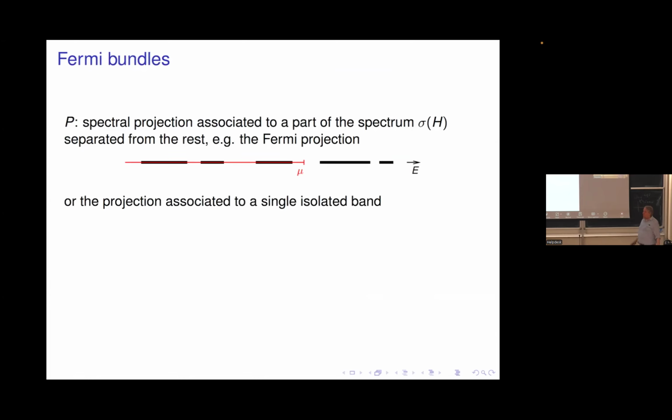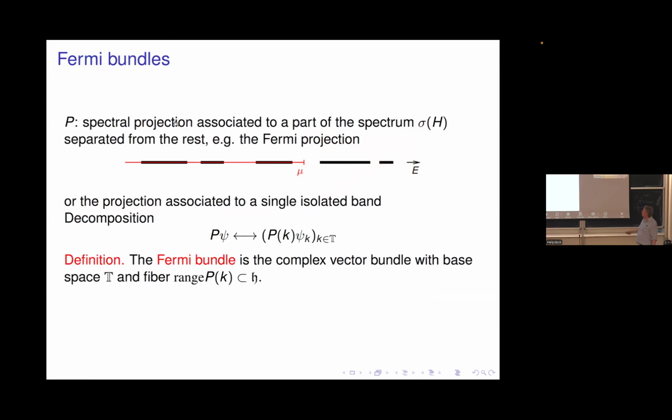And now let me explain what the Fermi projection is. There is the spectral projection P that is associated to a part of the spectrum that is separated. So typically, the Fermi projection is everything below the Fermi energy in the gap, as we've seen before. So that part of the spectrum, black, is separated from the right one by a gap. But you could also just turn your attention to a single band, as long as it is separated. That would be okay.